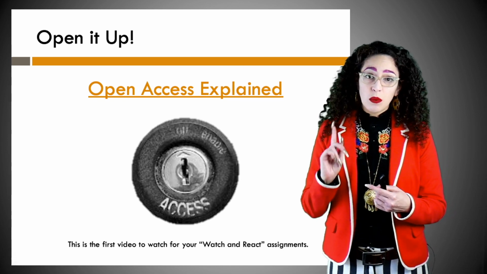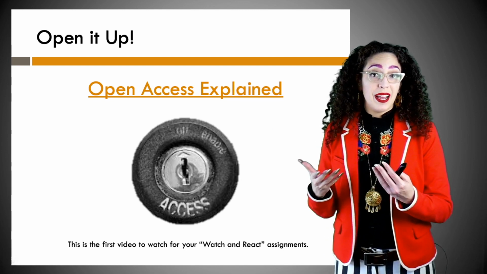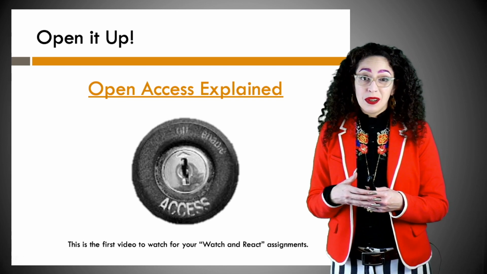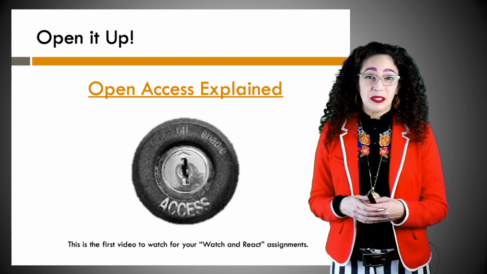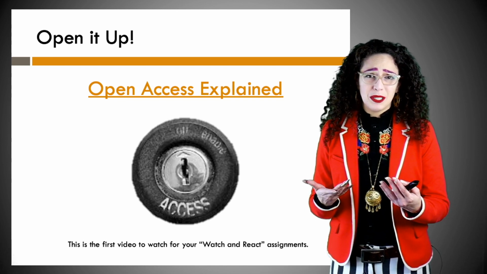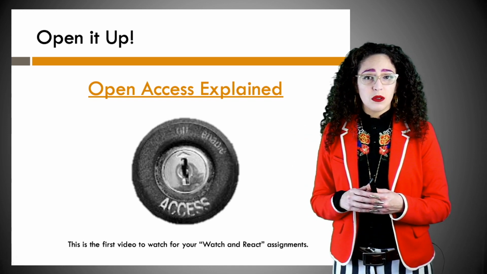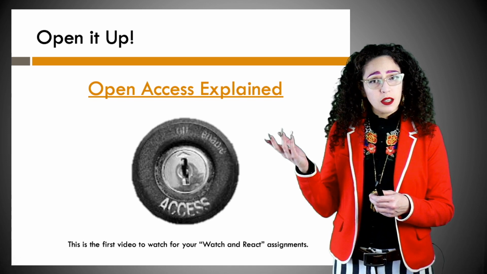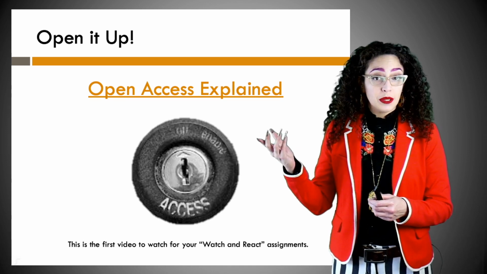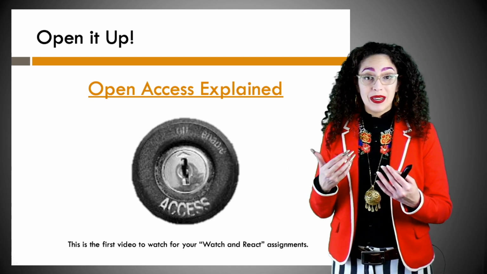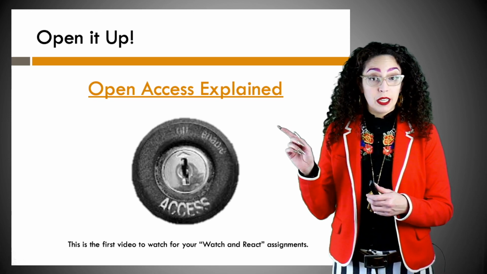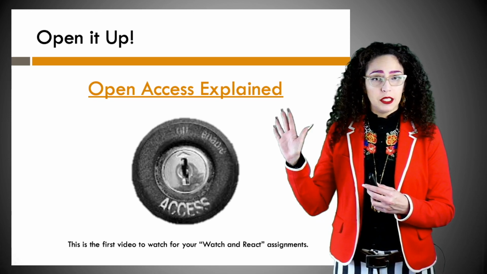If you wanted to read that one article and it's not open access, you would have to pay $30, $40, $50 for one research article that might not even be relevant to what you were trying to figure out. So this video here is the first in your watch and react assignments. It's called Open Access Explained, and it's going to explain what this closed and open access means. Give it a go. Tell me what you think about it. I am very passionate about this.